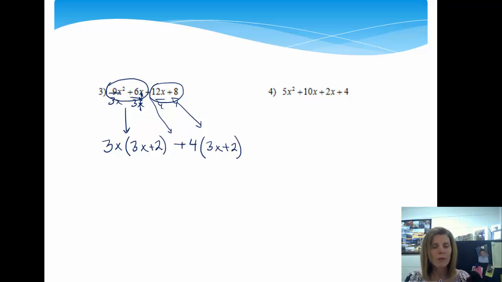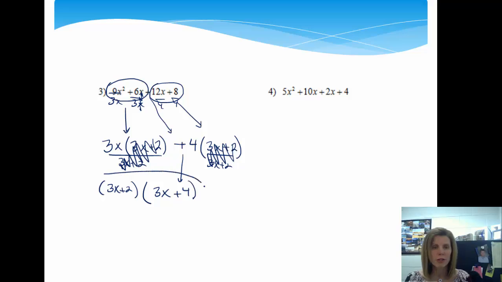And would you look at that, both terms now have a 3x plus 2. So we get to factor out the 3x plus 2. And let's just divide each term by that. Start my parentheses. 3x plus 2 zap each other out. I'm left with 3x. Bring down that plus. 3x plus 2 zap each other out. I'm left with a 4. So this is what my factored answer would look like.